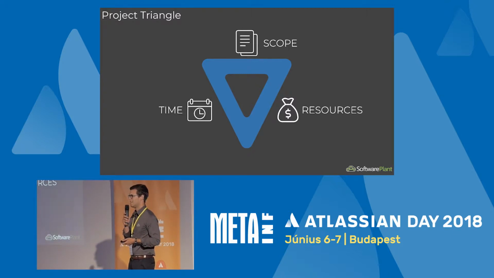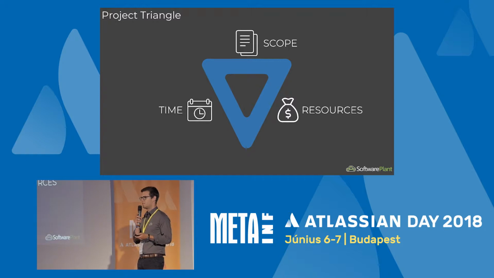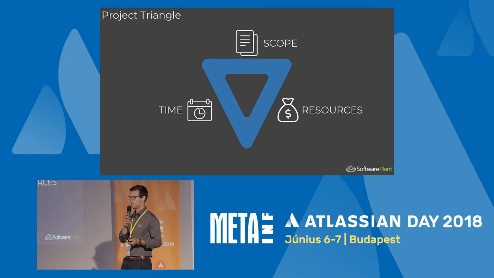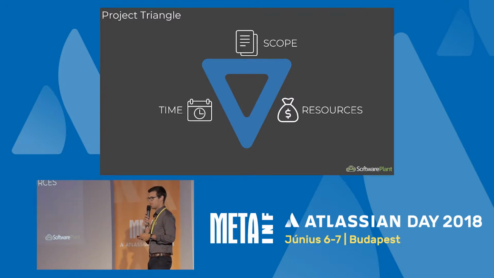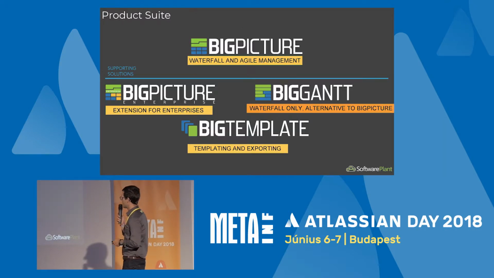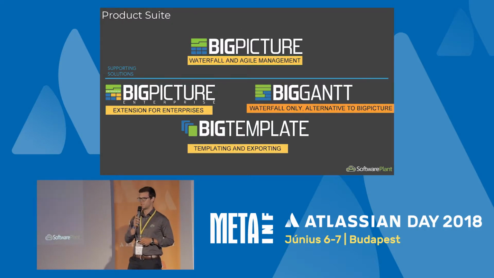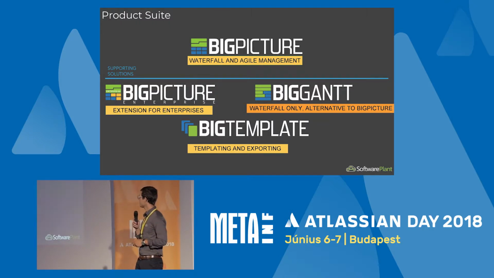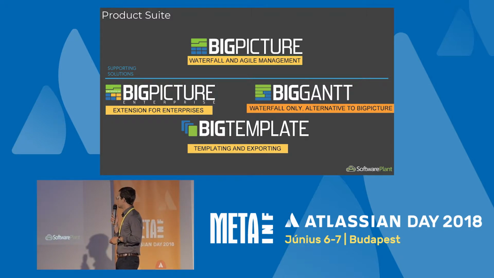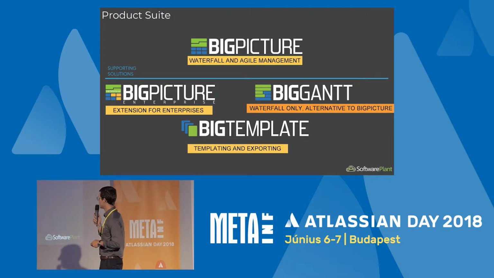Which means that to allow project managers to do their job properly, they need a tool to see those dependencies and effects. And there's a place for Big Picture product suite. Our main product is Big Picture. It consists of five modules: risk, resources, Gantt chart, and roadmaps.